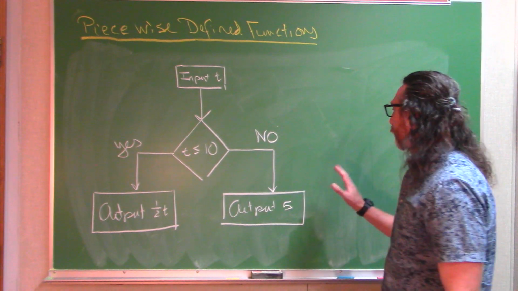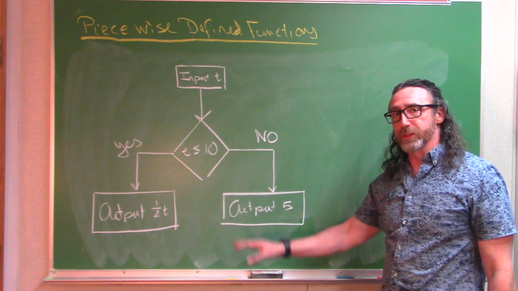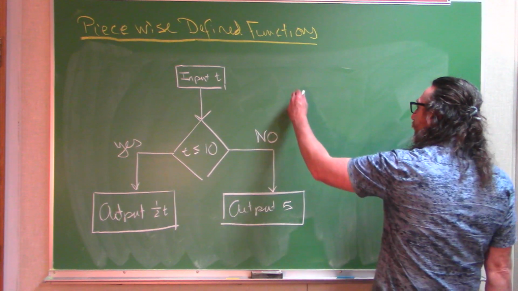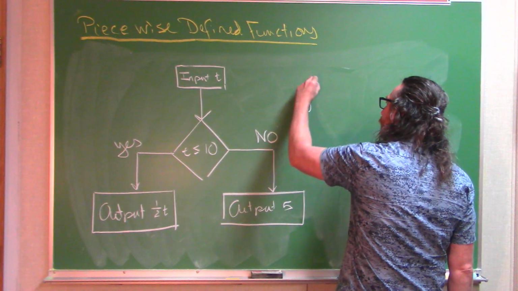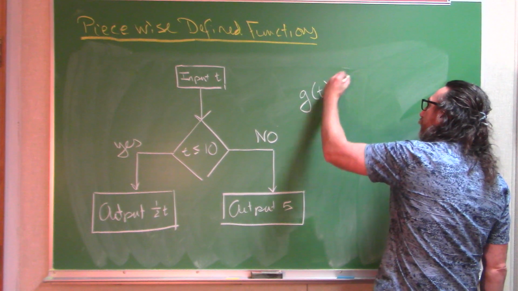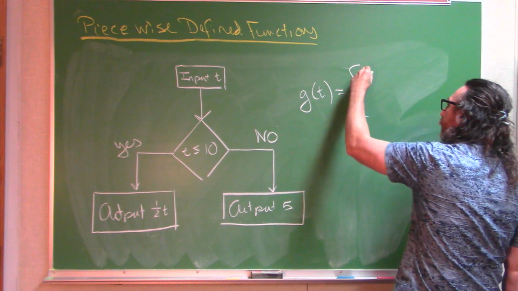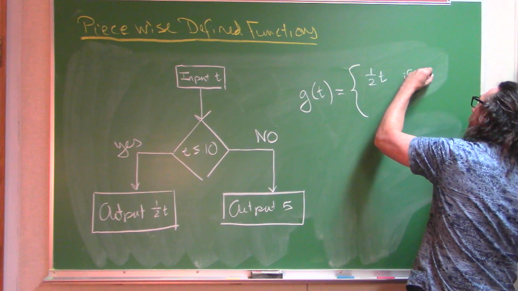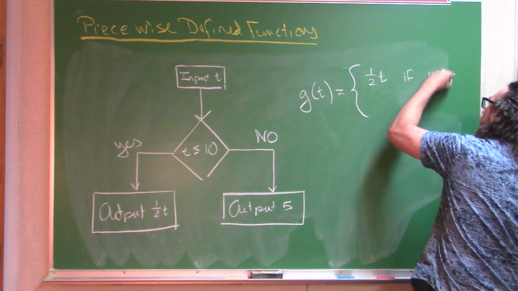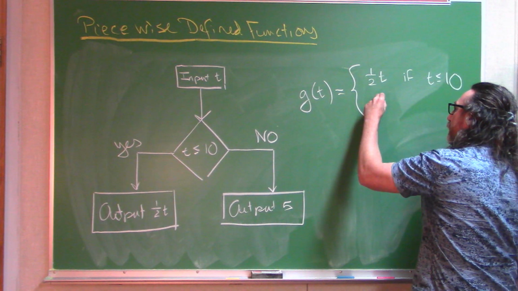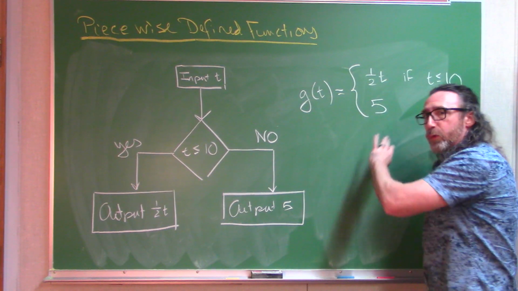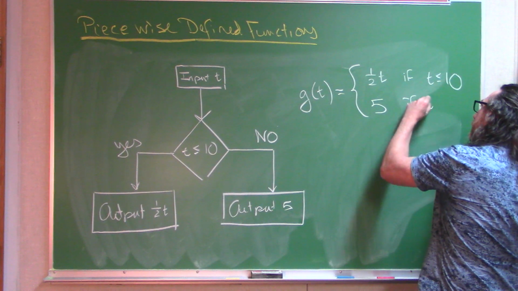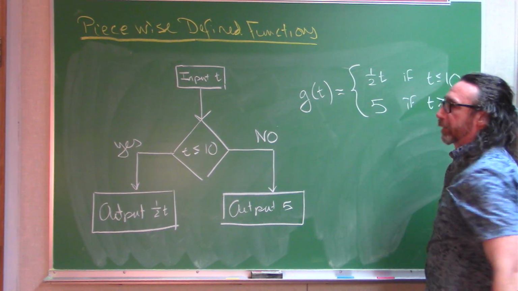Okay, so we have a special notation for these piecewise defined functions because we have a couple of rules that we might need to follow. So we put those rules on separate lines. So it would look like this. G of t equals 1/2 t if t is less than or equal to 10. G of t equals 5 with no t at all. The output is just 5 and that's it. If t is greater than 10.